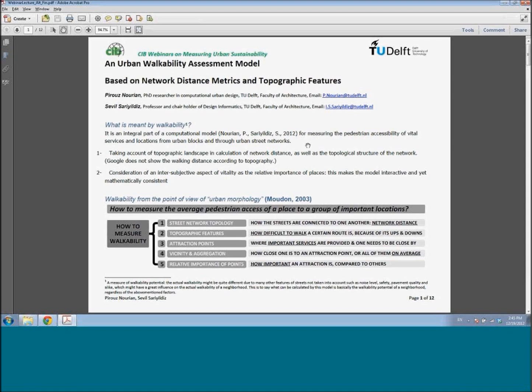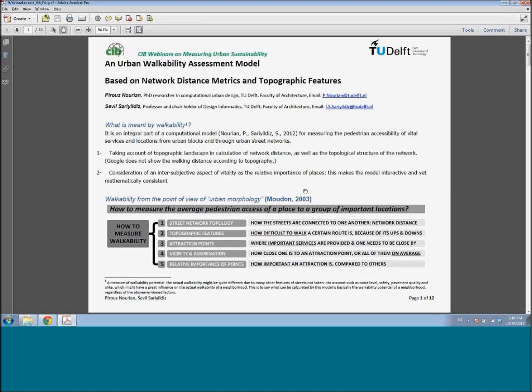Our definition of walkability is the overall pedestrian accessibility of vital services within a neighborhood. It has two innovative aspects. One is taking account of topographic landscape in calculation of network distances, as well as the topological structure of the network. And the other one is the consideration of an intersubjective aspect of vitality of a neighborhood as the relative importance of places where vital services are being provided.